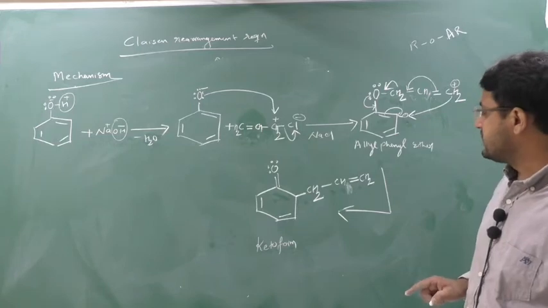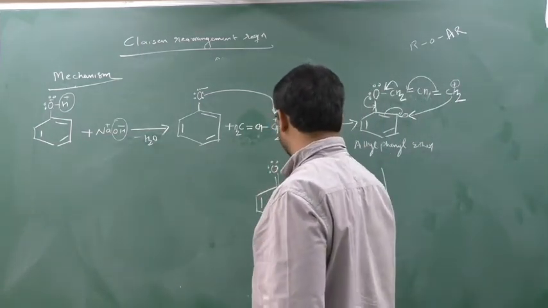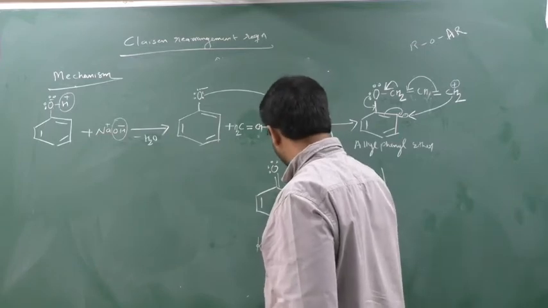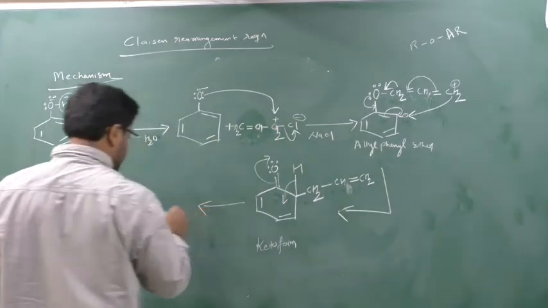Who will help to give us the aromaticity? This ortho position hydrogen. This hydrogen will be removed as H plus by donating its bond here. So when this bond shifts here, this bond will get broken. So what will happen? See.